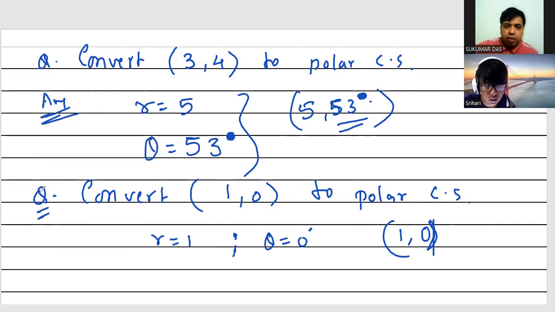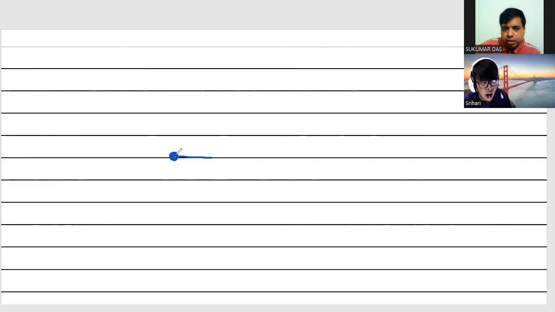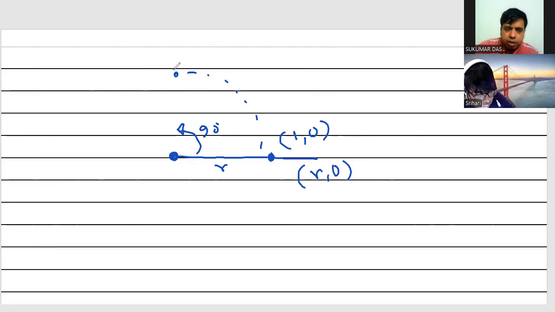Now, if you look into this, you see this is our pole and this is our reference axis. At this point, obviously, if any point is lying here, its Cartesian will be 1, 0, but its polar coordinate will be, let's say, r and 0. If you just revolve about 90 degrees to this point, can you tell me what will be the Cartesian and what will be the polar?